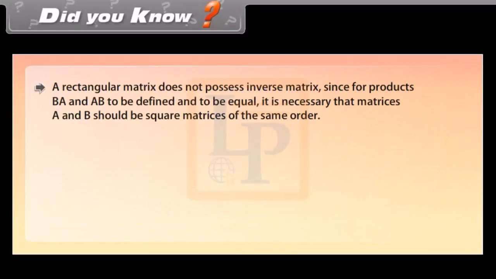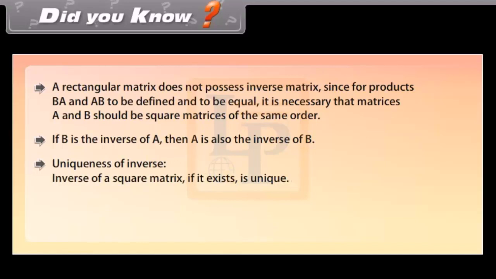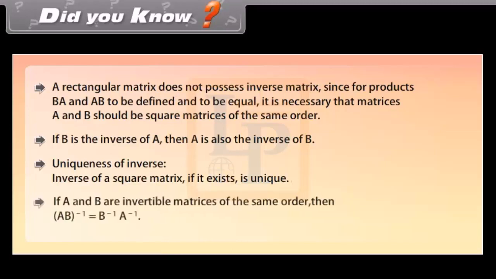Did you know? A rectangular matrix does not possess an inverse matrix, since for products BA and AB to be defined and to be equal, it is necessary that matrices A and B should be square matrices of the same order. If B is the inverse of A, then A is also the inverse of B. Uniqueness of inverse. Inverse of a square matrix, if it exists, is unique. If A and B are invertible matrices of the same order, then inverse of AB is equal to inverse of B into inverse of A.